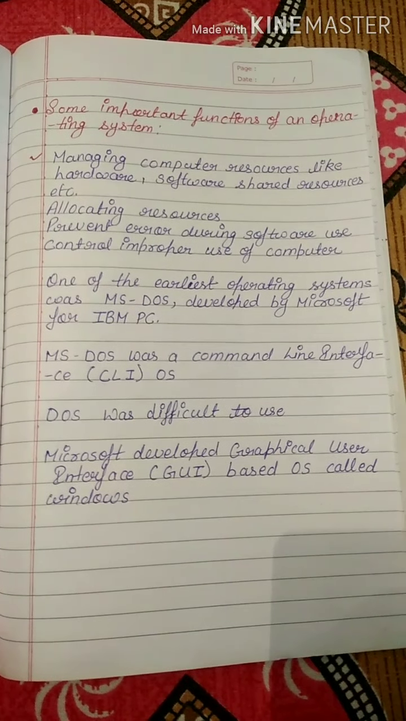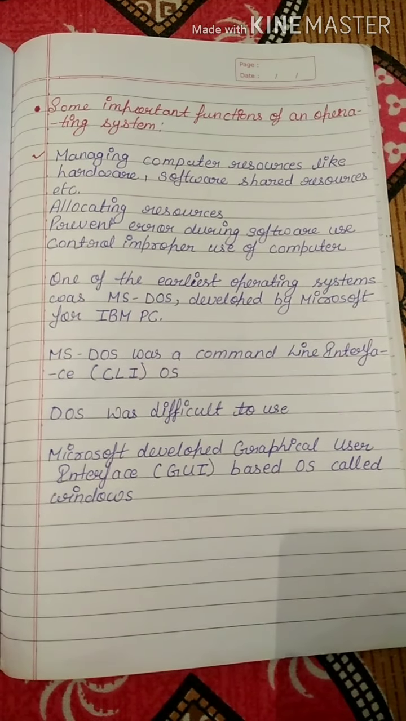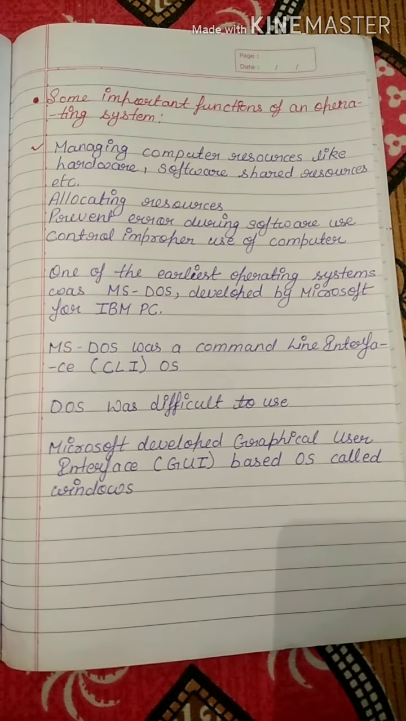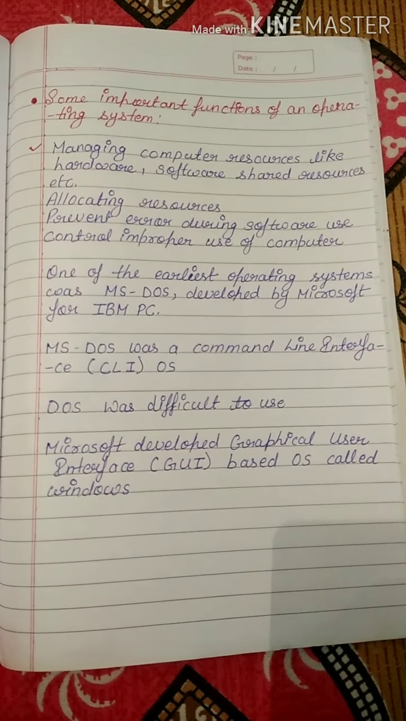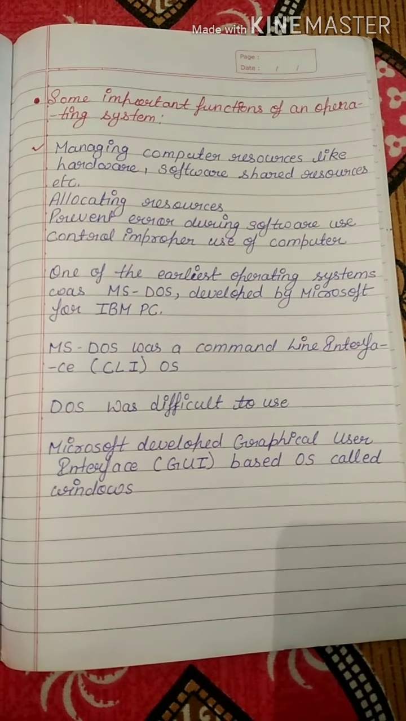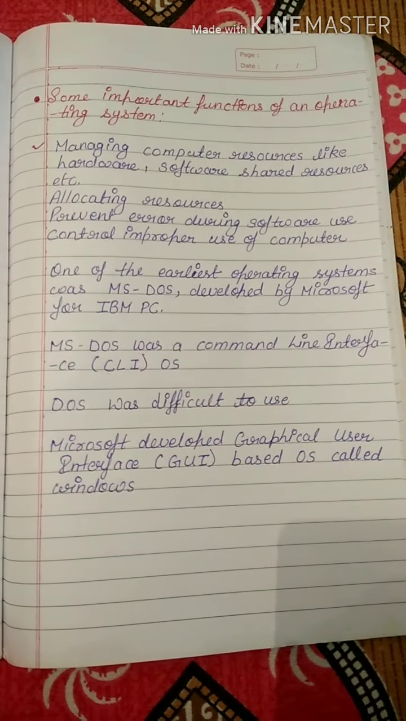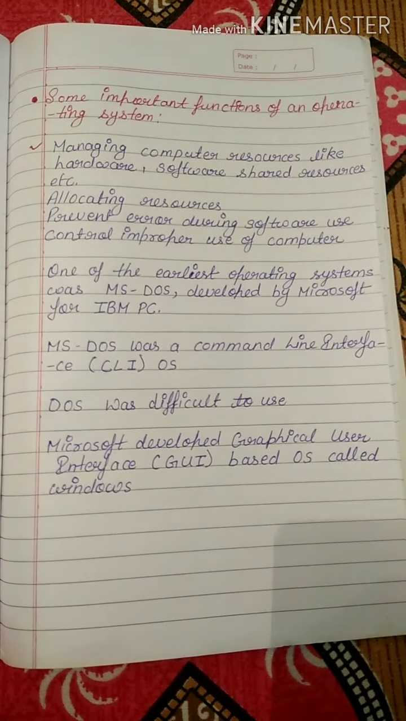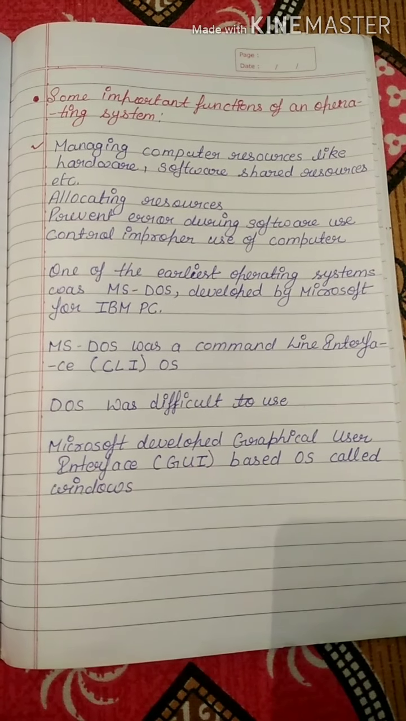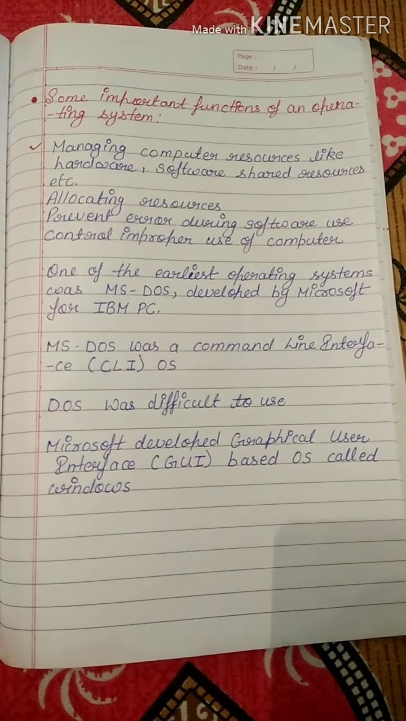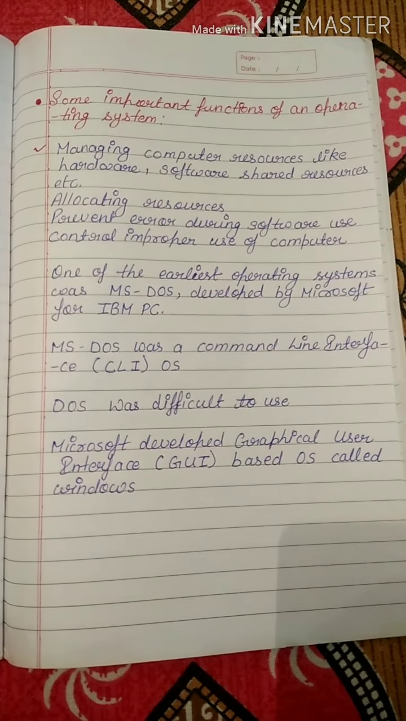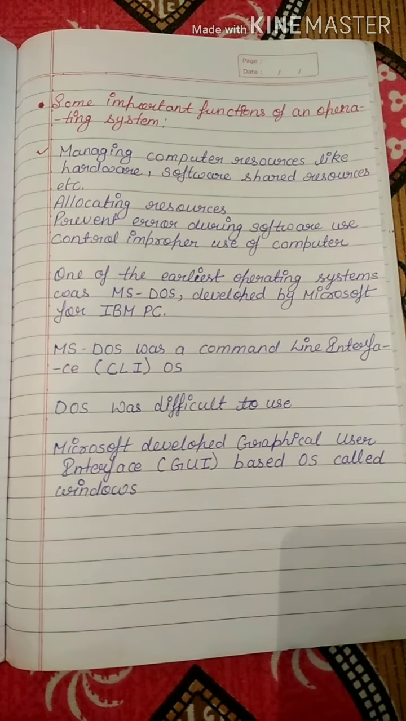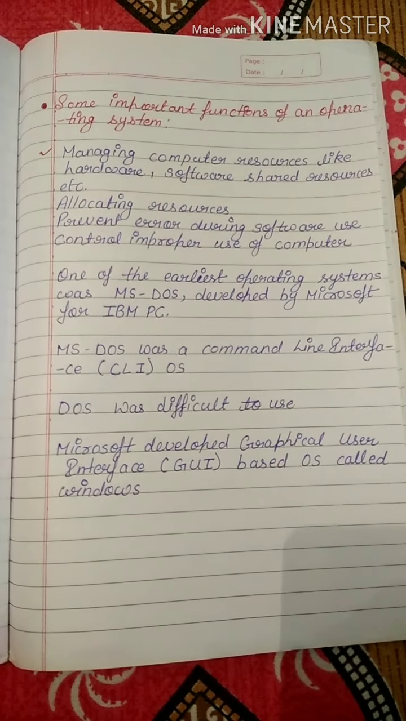One of the earliest operating systems was MS-DOS. It was introduced by Microsoft for the IBM PC. IBM was the first company to introduce a PC and Microsoft had the first OS, which was MS-DOS. It was a command line interface. I'm sure most of you have used computers where you can see icons, you can click and the software that you want to open will open. But MS-DOS did not have any icon, you just had to type the commands and then that software would open.